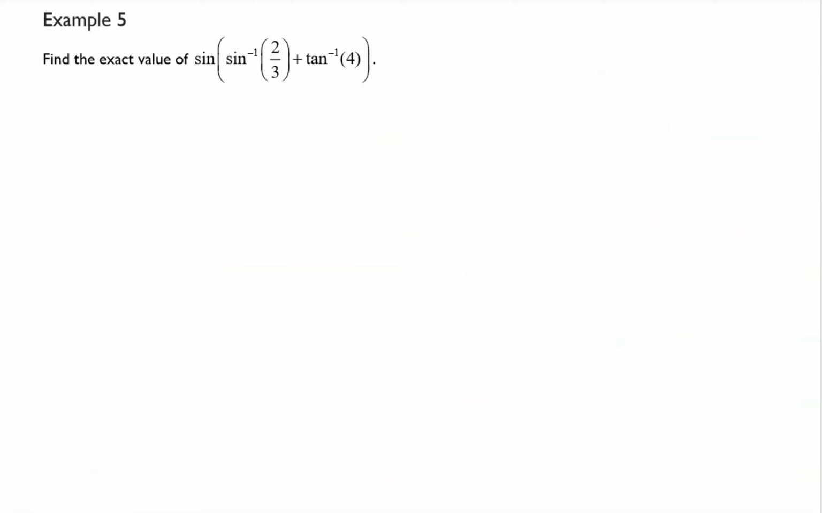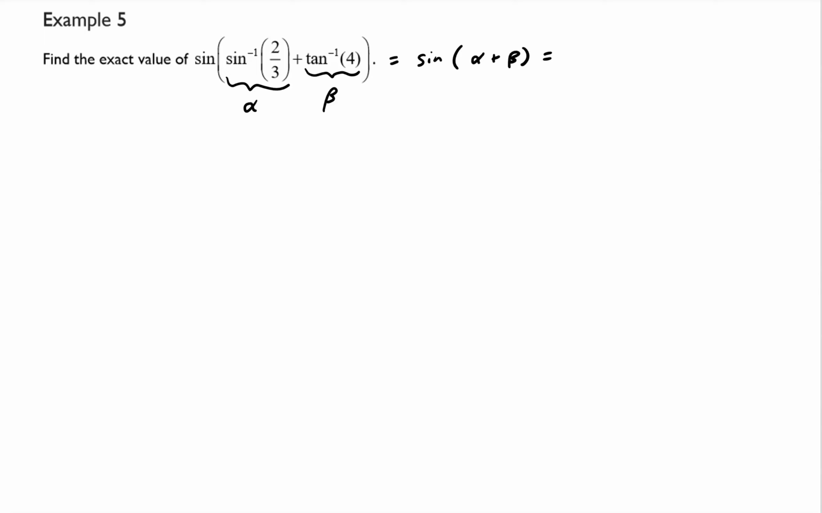Example 5 says, find the exact value of sine of the quantity sine inverse of 2/3 plus tangent inverse of 4. Now, I think something that's going to be helpful for us is both of these things inside the parentheses represent angles. And so I'm going to call this angle alpha, and I'm going to call this angle beta, so that we kind of have a similar thing happening as we did in example 4. So I'm going to rewrite this as sine of alpha plus beta, so that I can then use the sum and difference formula for sine.